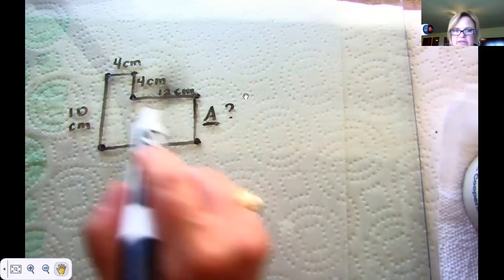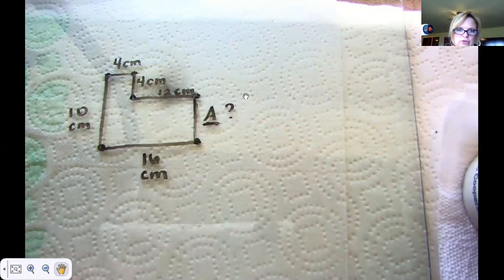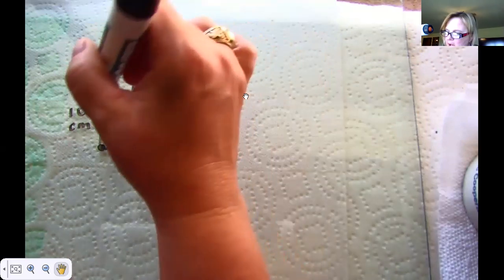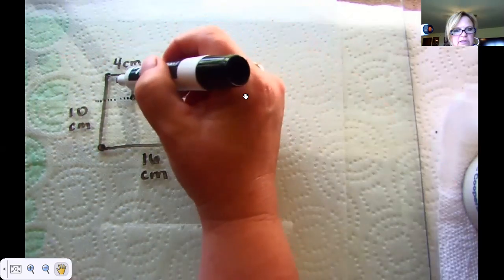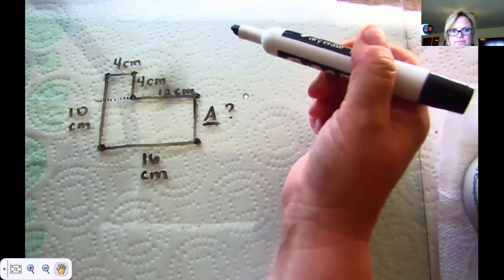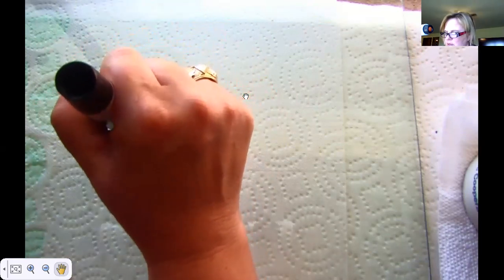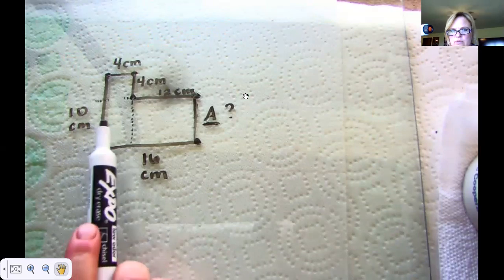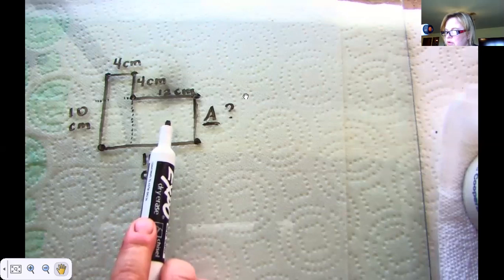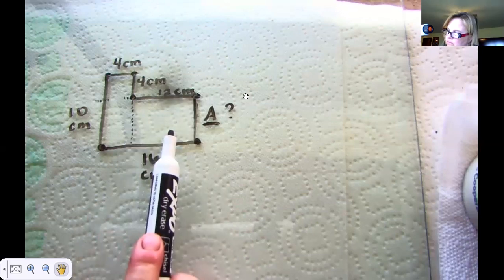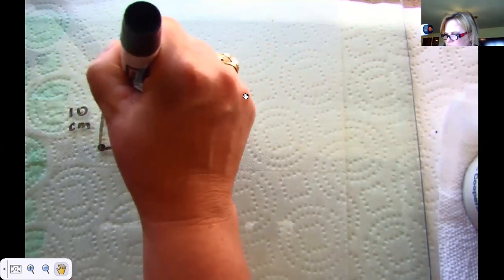Okay, this is a composite figure. That means it's composed, if I look at it, of two different figures here. I could break it up like that, and then I would have this little square and this larger rectangle, and I could look at it that way. Or you could do it this way and have a long rectangle and then a rectangle here. Well, I think that would end up being a square, or we'll see. But either way, I'm going to look at it this way.